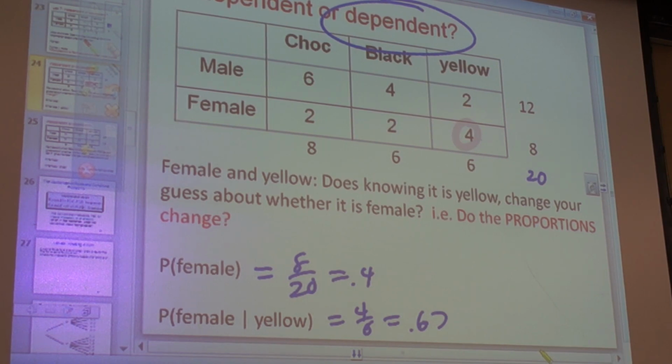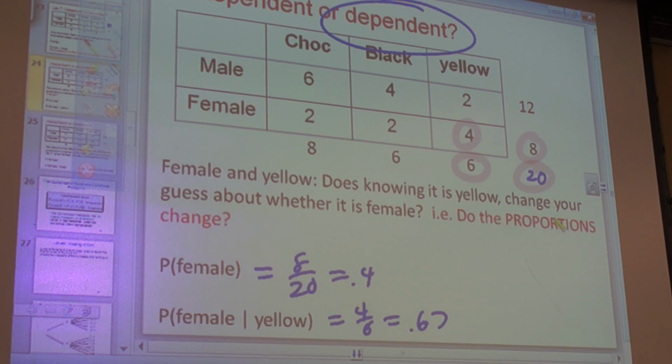Well, what else has to do with yellow? Oh, the males. Yeah, but then that does have to do with female. How about, okay, so the total yellows, right? So then what's another one that has to do with males, or that has to do with females? The total. Which is what? 8. Yep. And then the last one is the grand total, 20.